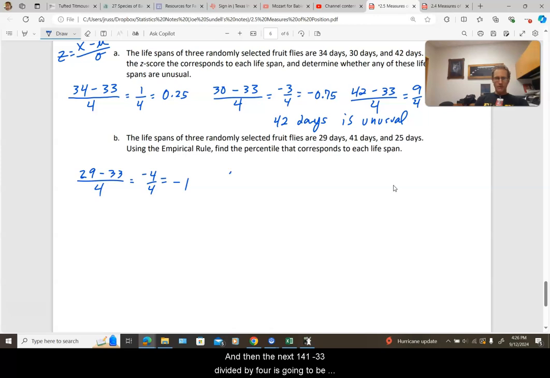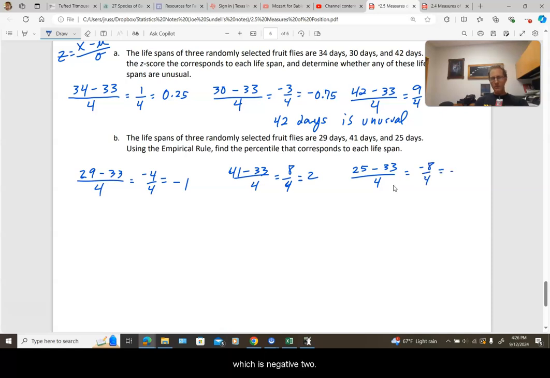And then the next one, 41 minus 33 divided by 4. It's going to be 8 over 4, which is 2. So 41 days is 2 standard deviations above the mean. And then finally 25, this is the young, reckless fruit fly right here. 25 minus 33 divided by 4 is negative 8 over 4, which is negative 2. Yeah, so this fruit fly didn't make it too long.